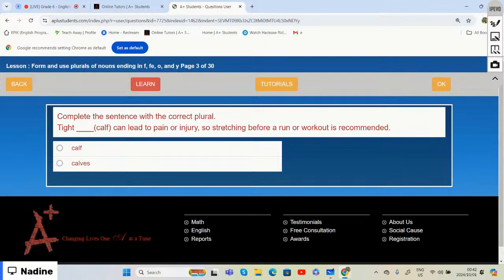If you look at the word calf, but now try to say it to refer to more than one. If the word changes from an F to a V, then we know it is one calf, two or more calves. Which one is correct? So, one calf, two or more calves.